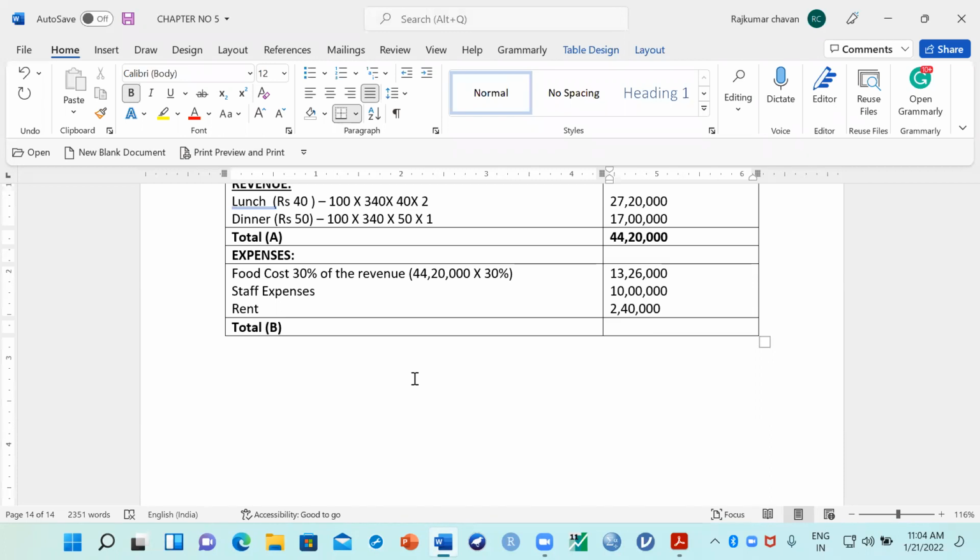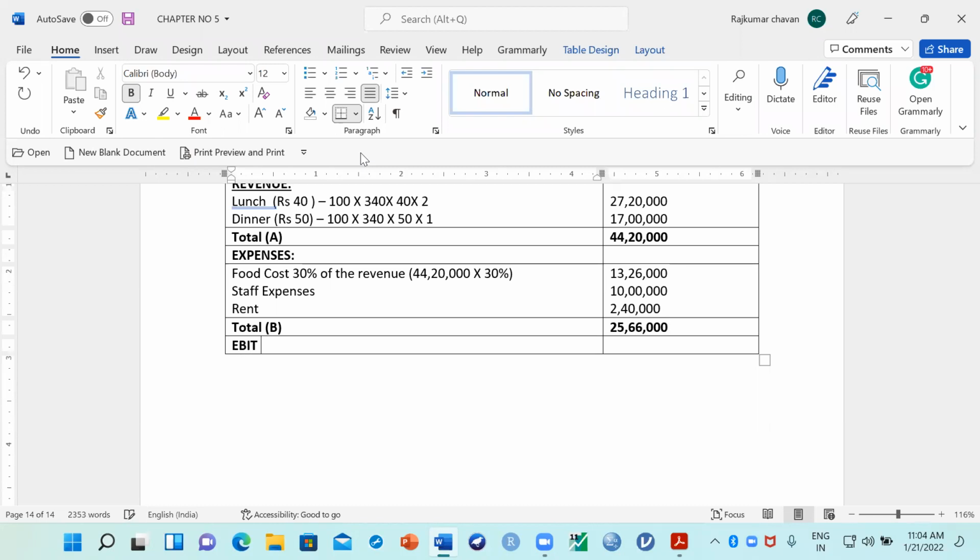Okay. Total expenses is how much? Okay, 2-3 people answered. 25 lakh 66,000 is the total expenses for this particular restaurant.